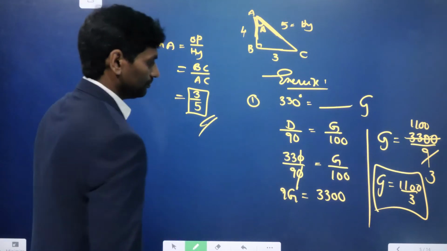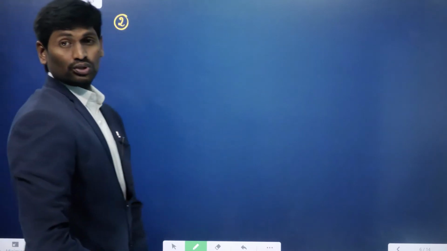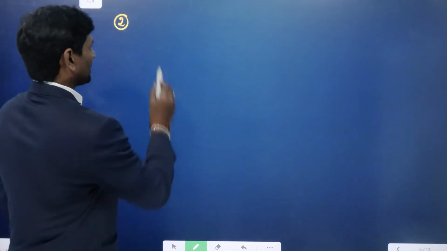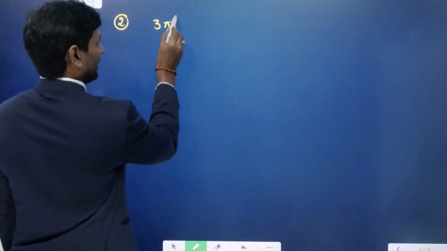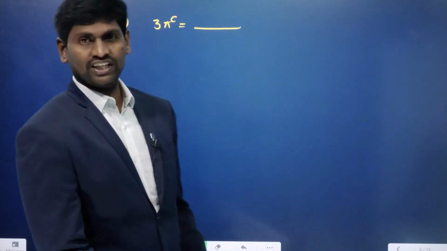Next problem. Problem number 2: 3 pi radians equals to dash. While going through the options, we have two options, right? We can express this one into grades and degrees also. But let us see the options. Options are given in degrees, so we need to convert it into degrees only.